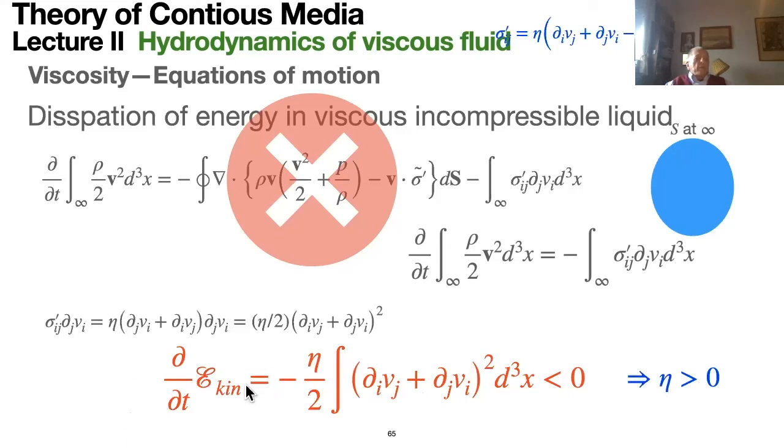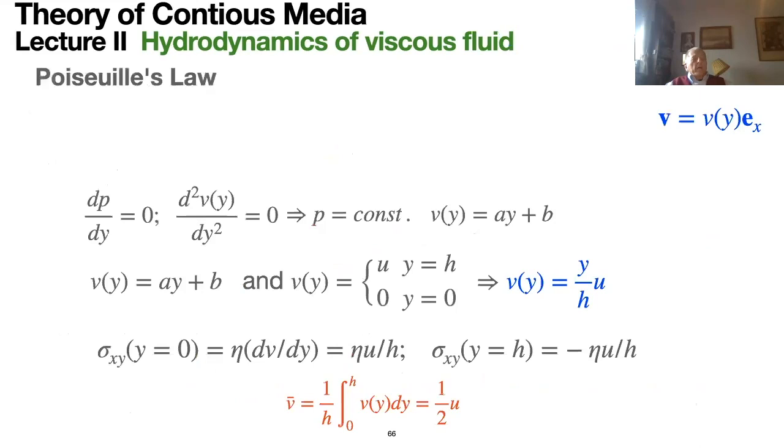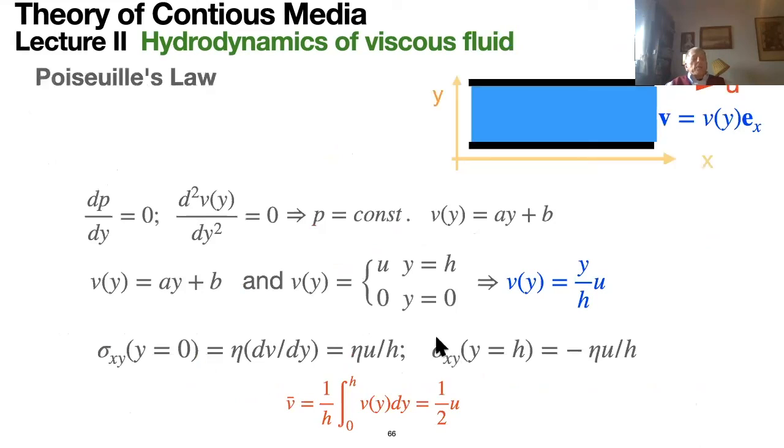So this calculation not only gives an expression for a change of a kinetic energy in an incompressible viscous fluid, but also serves as a proof that the viscosity coefficient is positive, and that similarly the bulk viscosity coefficient is equal to zero. All right, so now we shall discuss a Poiseuille flow.